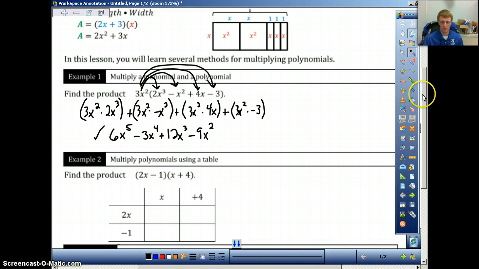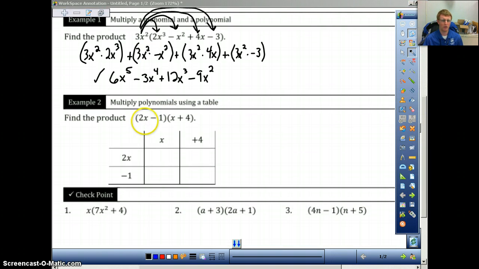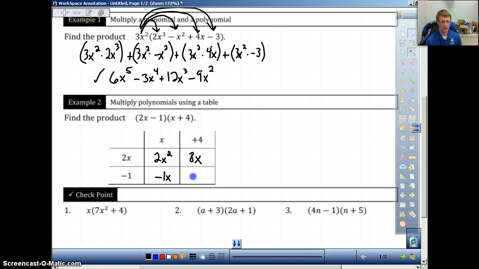So in another example, this is where we have two polynomials at once. We can always use a table to do this. Notice my 2x is in this first row, minus 1 right below it, and then on top we have x and plus 4. That's another way to do it. What we do is we just multiply each portion of it. 2x times x is 2x squared. 2x times 4 is 8x. Negative 1 times x is negative 1x. And negative 1 times 4 is negative 4.